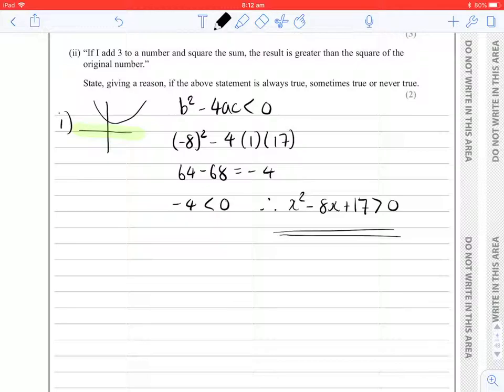Now, part 2 states, if I add 3 to a number and square the sum, the result is greater than the square of the original number. State, giving a reason, if the above statement is always true, sometimes true, or never true. So we've got to think, is it always, never, or sometimes true?